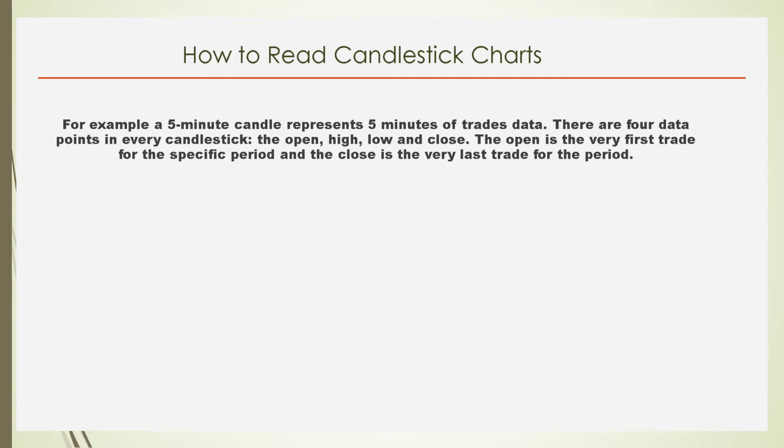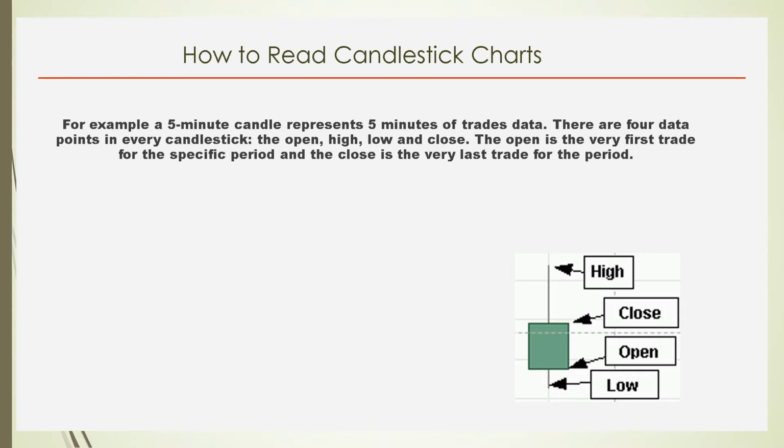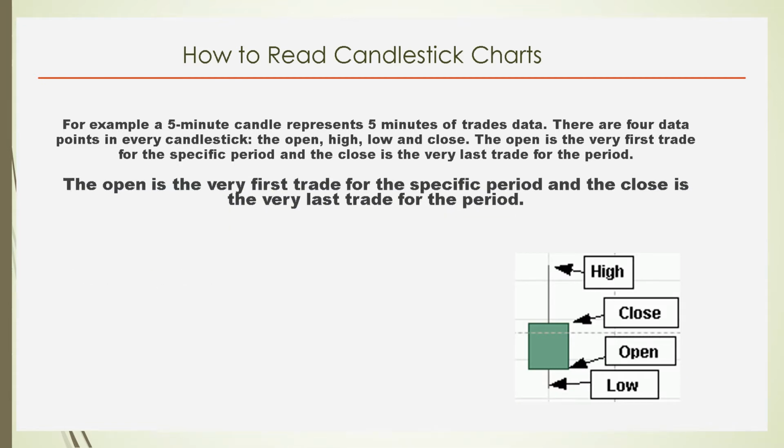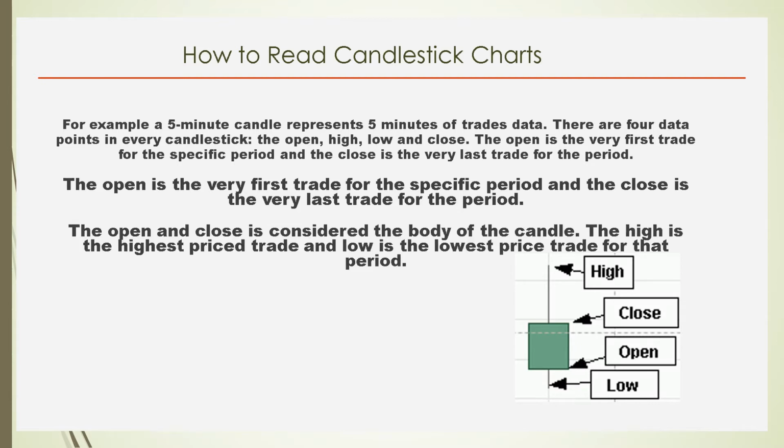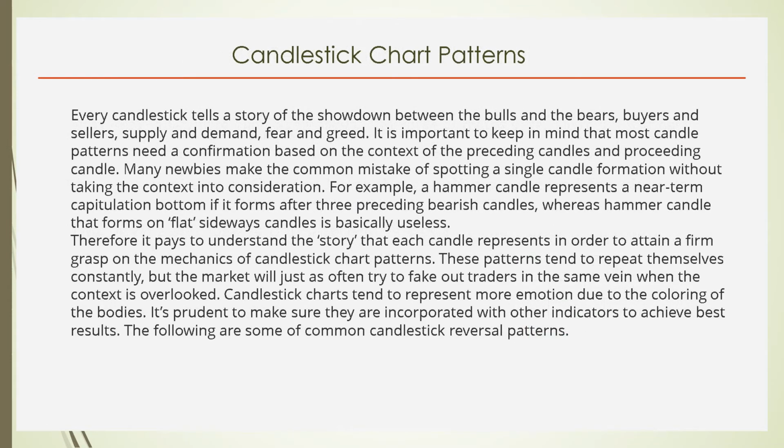There are 4 data points in every candlestick: the open, high, low and close. The open is the very first trade for the specific period and the close is the very last trade for the period. The open and close are considered the body of the candle. The high is the highest price trade and the low is the lowest. A candlestick tells a story of the showdown between the bulls and the bears, buyers and sellers, supply and demand, fear and greed.